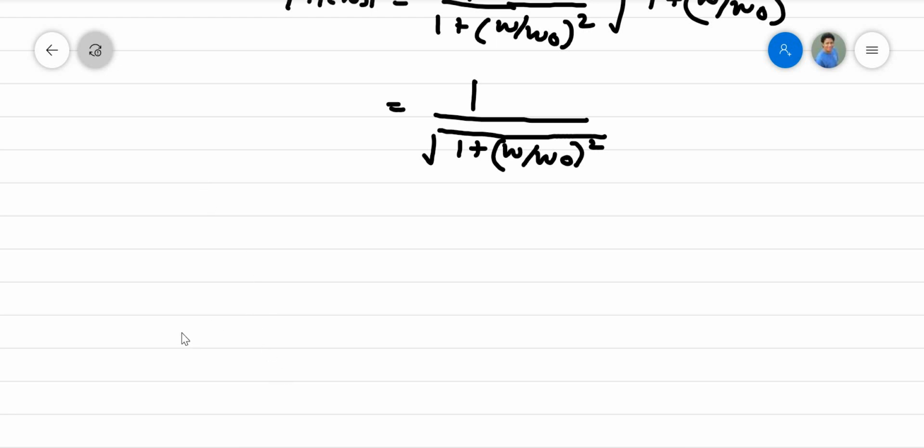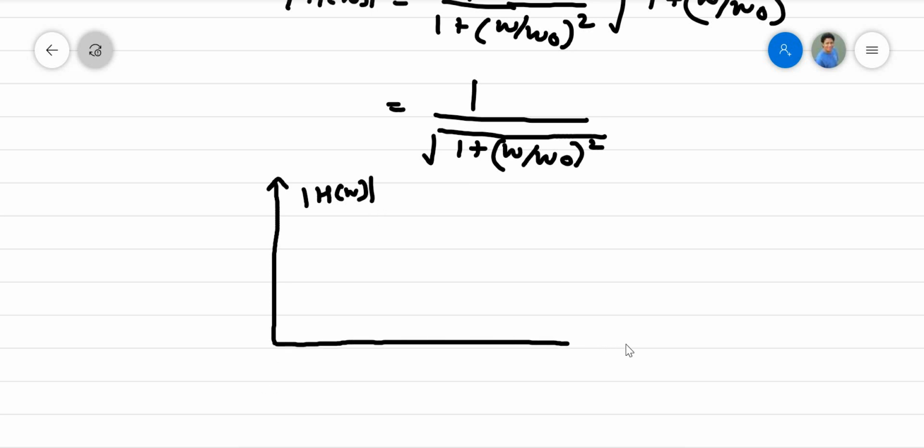Now if you want to plot this particular characteristic, that is mod of H(omega) against the value of omega, right? We'll know that when omega is equal to 0, H(omega) will be equal to 1. As omega increases, the ratio H(omega) will keep on decreasing. So it will decrease like this.